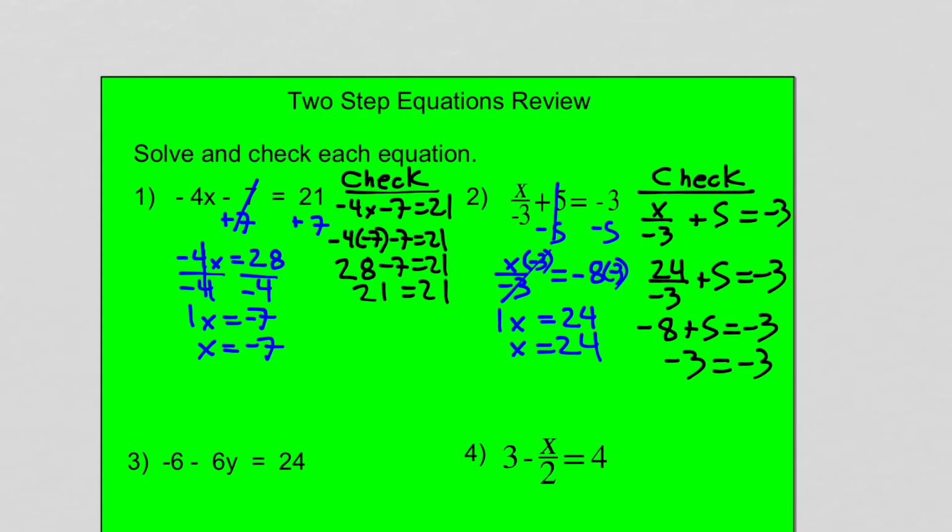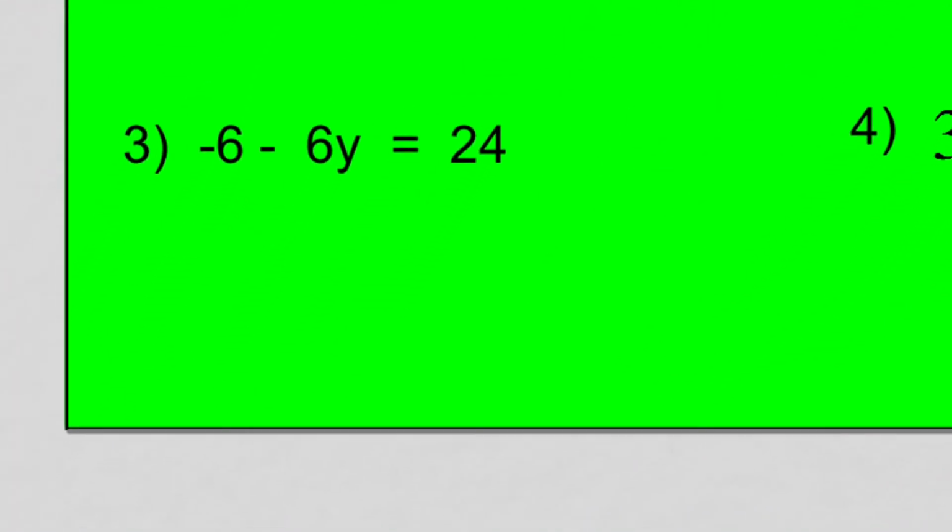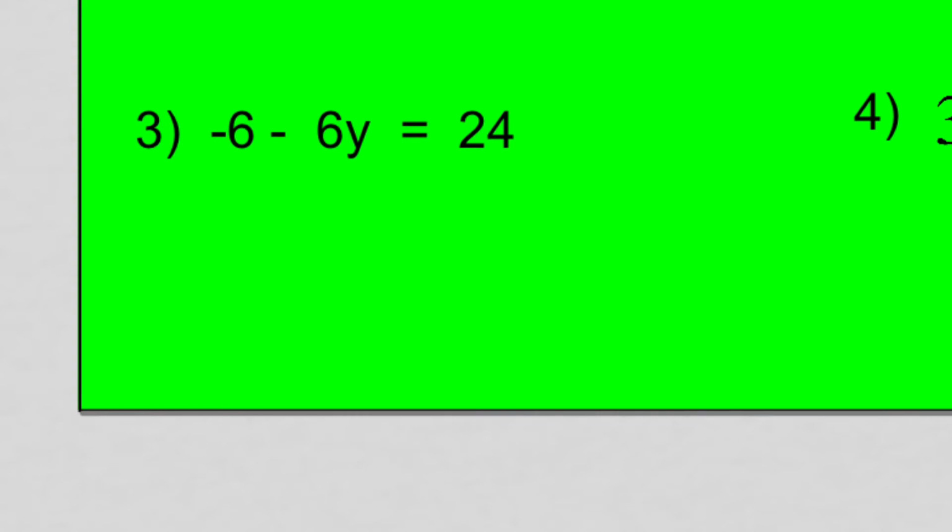Now let's review a couple of variations on that. Sometimes the variable and the constant can be flipped. So in this one, I have negative 6 minus 6y equals 24. I want to start with the add or subtract that's beside the variable. In this case, I have a minus 6. To solve this, I'll add 6. And I'll do the same thing there.